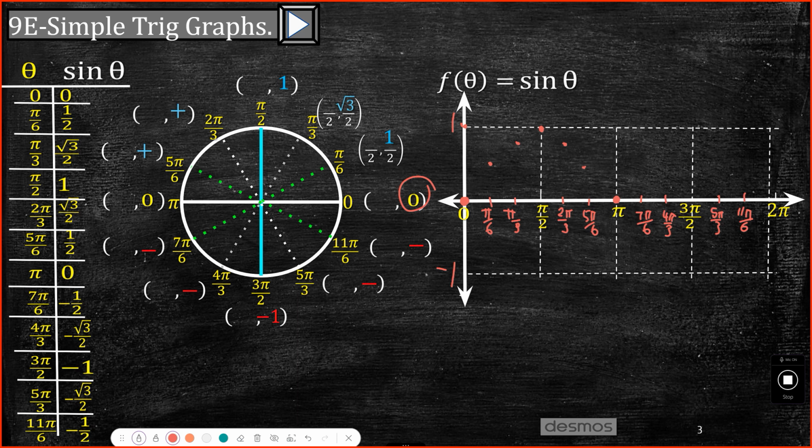What's the output of 7 pi by 6? Negative 1/2. 7 pi by 6 is negative 1/2, somewhere there. 4 pi by 3, output of 4 pi by 3, approximation. It's negative 0.87. 4 pi by 3, negative 0.87, somewhere over here. The negative 1, and you could see it's all reflected about the same.